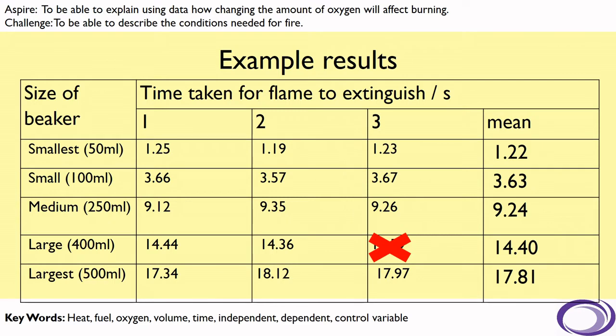So you should have the means seen on the screen now. Now the only issue may have been if you did not discard the anomalous result for the third measurement of the large beaker. If you had included that, you would have had a much higher mean. However, it was much higher than the other two values, therefore I didn't include it because it was anomalous.